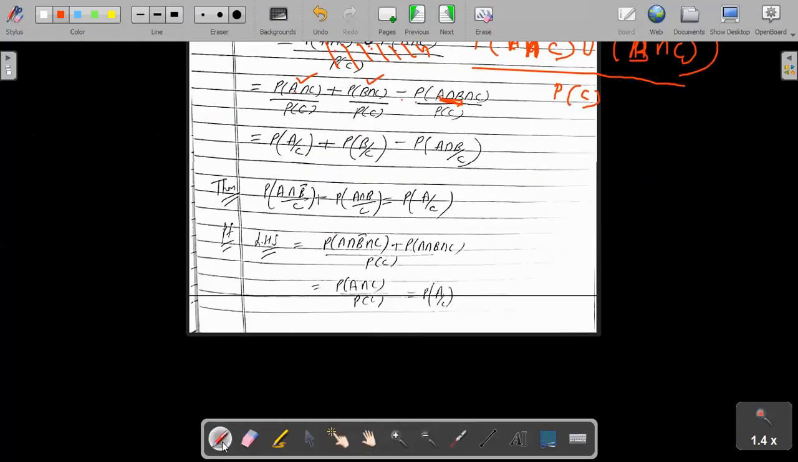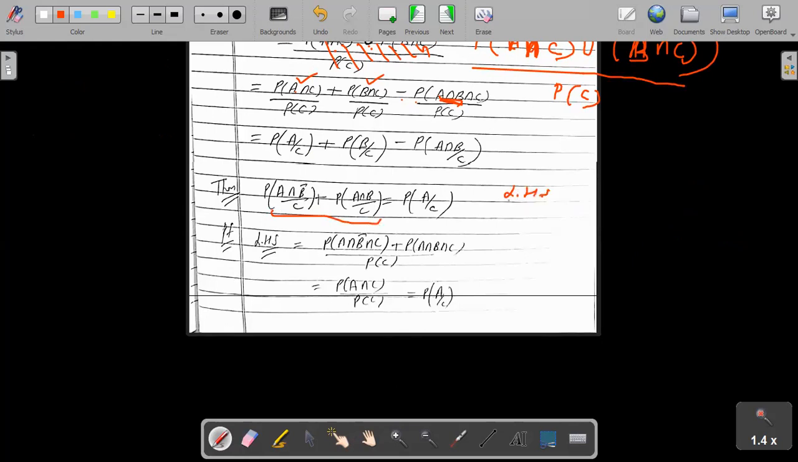Probability of A intersection B complement given C plus probability of A intersection B given C is the same as probability of A given C. So basically the role of B will end because both B and B complement are coming. So we will just apply the definition. So what is the left hand side?